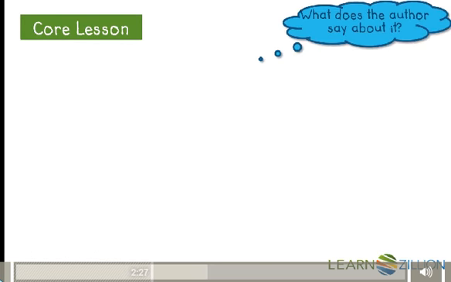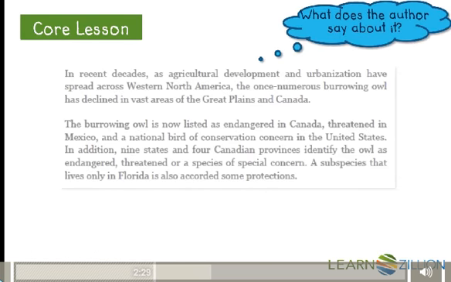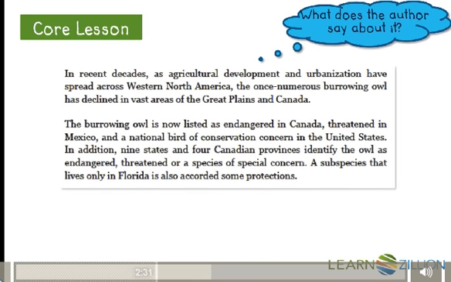So now I need to ask, what does the author say about it? So let's take a look. I'm going to go ahead and read just the first paragraph here. In recent decades, as agricultural development and urbanization have spread across Western North America, the once numerous burrowing owl has declined in vast areas of the Great Plains and Canada. Going into the second, the burrowing owl is now listed as endangered in Canada, threatened in Mexico, and a national bird of conservation concern in the United States.